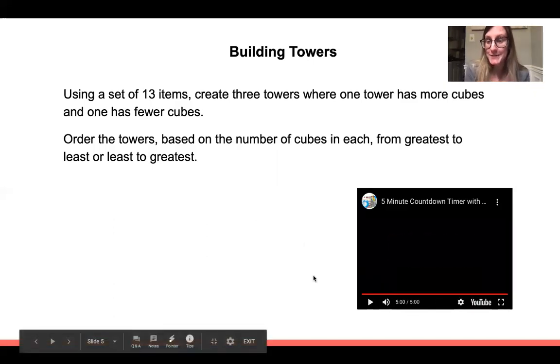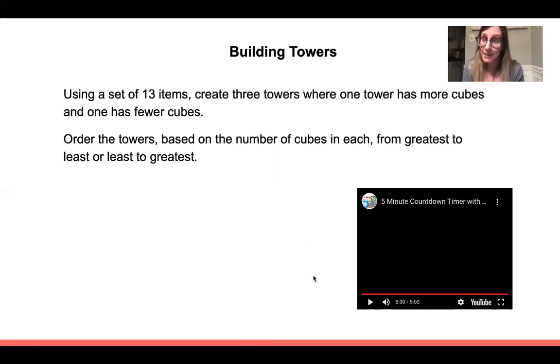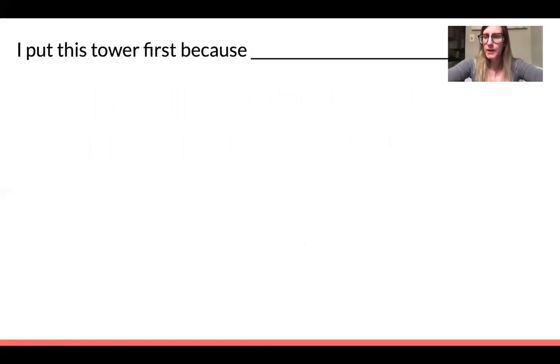Wow, I hope in that amount of time you created one city with 3 towers and were able to put those towers in order from least to greatest or greatest to least. Maybe you created 2, 3, or 4 cities and drew them all. We're going to look at some different ideas about building towers, but first I want you to think about your own thinking. Pick one of your cities and out loud either tell me or tell someone near you about the city that you created, the 3 towers.